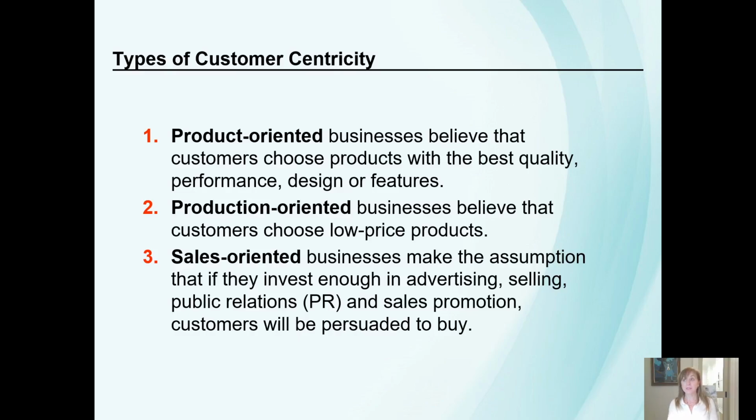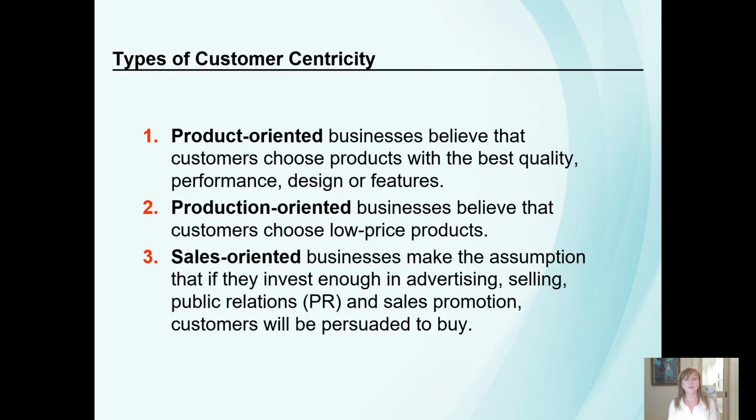Types of customer centricity. So this is all about what companies are focused on. You've got product-oriented businesses, which believe that customers choose the best quality, performance, design, or features. So it's all about making the best product. And they believe that if we make the best product, customers will buy it and we will be profitable. Mercedes-Benz, the best or nothing, is an example of a product-oriented business perspective.